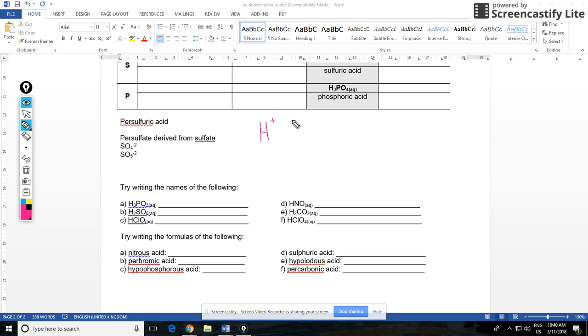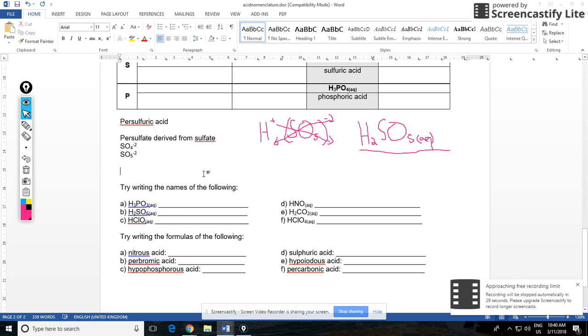H is +1, persulfate is SO5. Protect your polyatomic ion, just have the charge on the outside. Crisscross it or charge balance. And you get H2SO5, and then finally AQ to show that it's dissolved in water and acting as an acid. So here we have persulfuric acid. The same rules apply for any other oxy acid that you see.